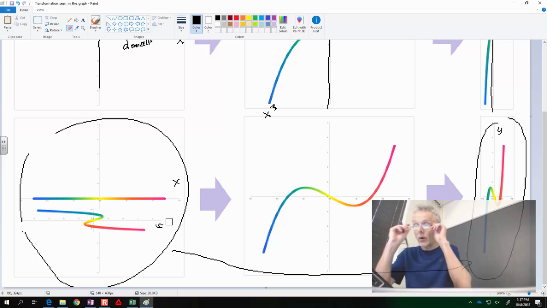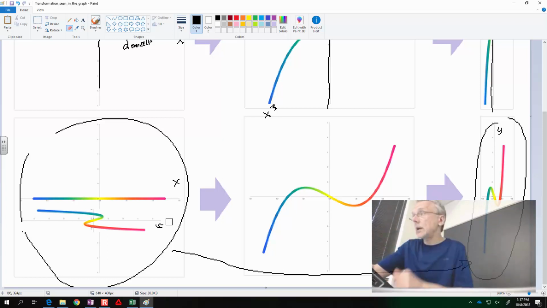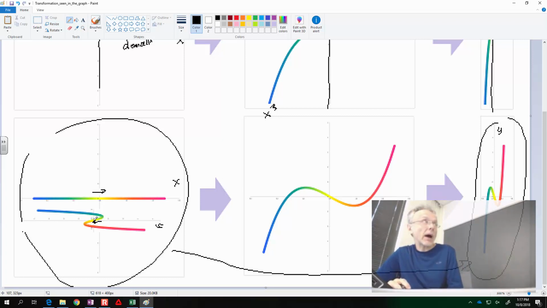Right. So we have a word for it. It's a flip. So in the middle, the yellow part actually has been flipped. This was pointing in this direction, to the right in the positive direction. Now it's pointing in the opposite direction. How did we achieve that?